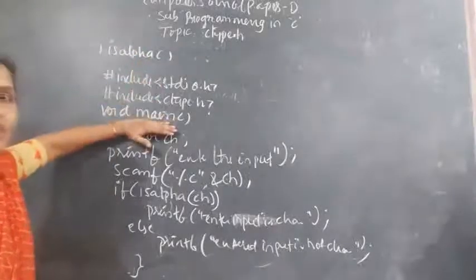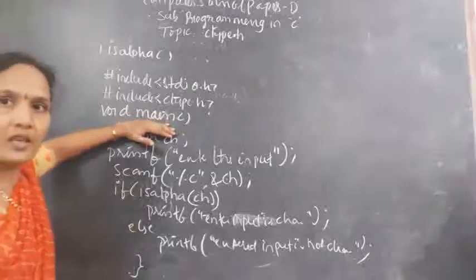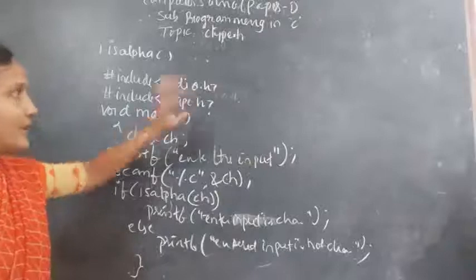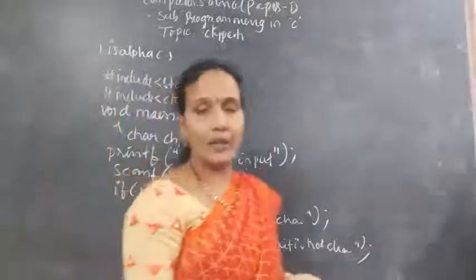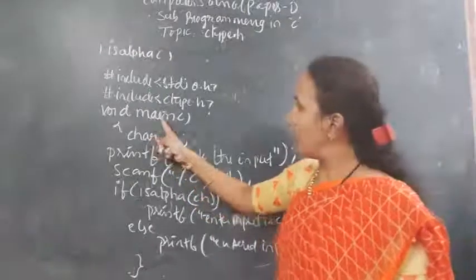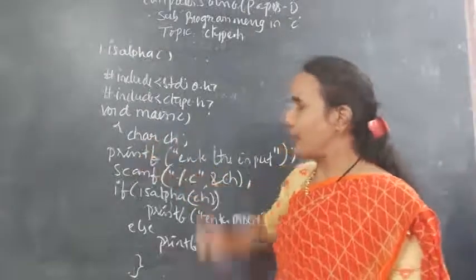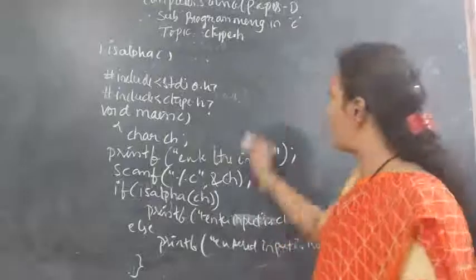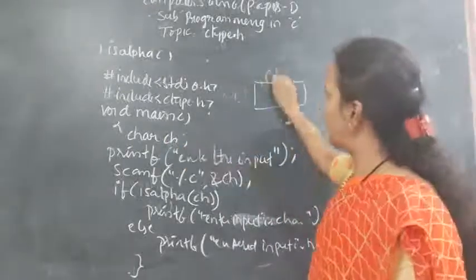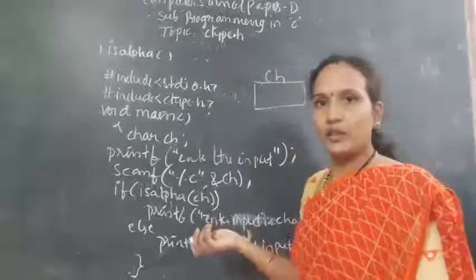Actually, program execution starts from here. Before starting this, whatever functions are there in ctype.h and stdio.h should be loaded in your program. After loading that, program execution starts from this line. Now immediately after this, memory should be allocated to one variable. What is the name of the variable? ch. There is no value in that.